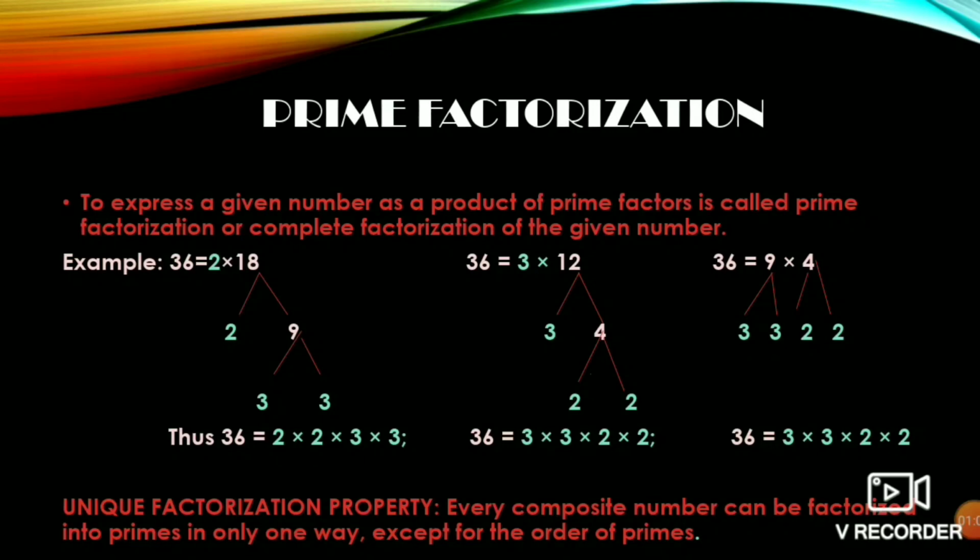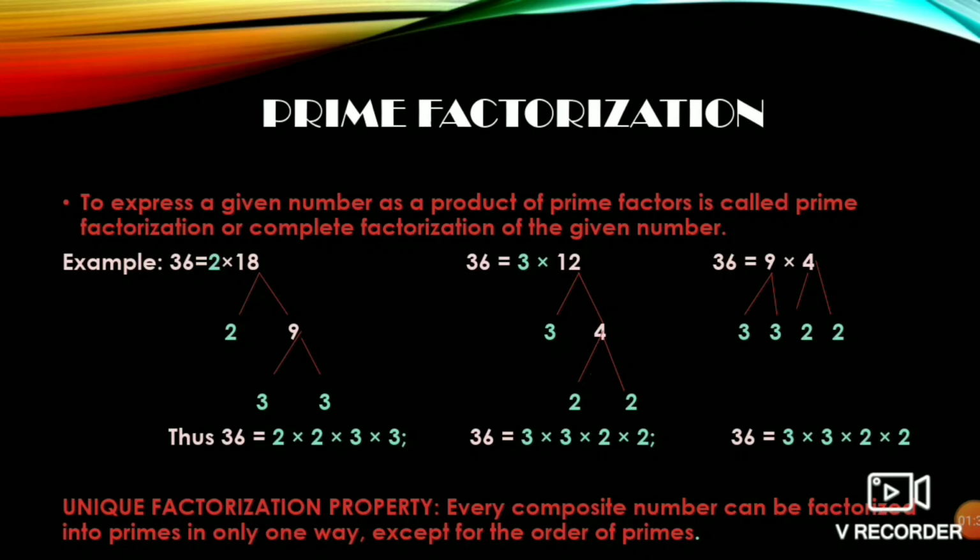18 is again expressed as a multiple of 2 and 9. 9 is further expressed as a multiple of 3. 3 is also a prime number, so it is also written in green color. Now, we can express 36 as 2 multiplied by 2 multiplied by 3 multiplied by 3.